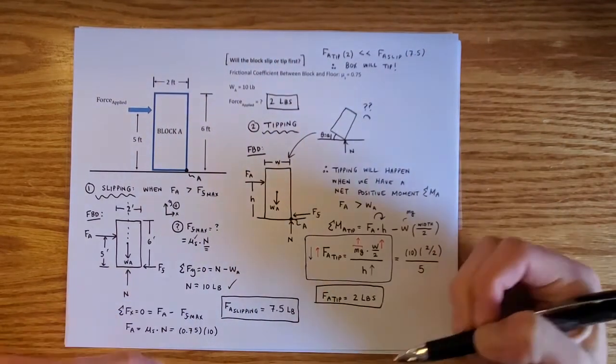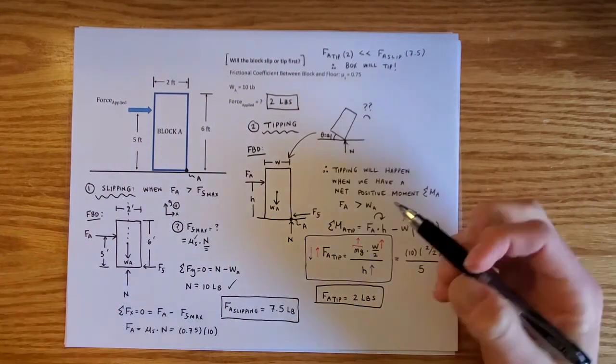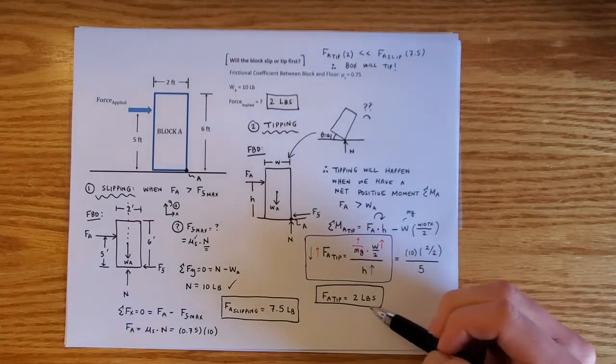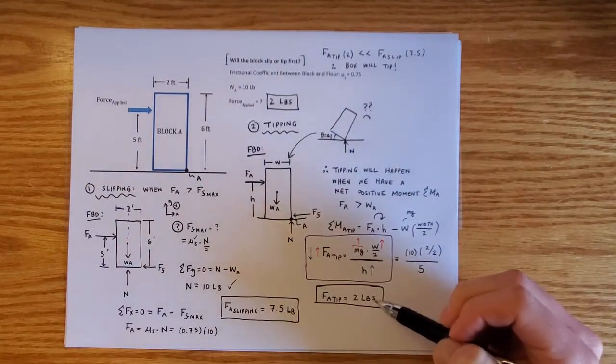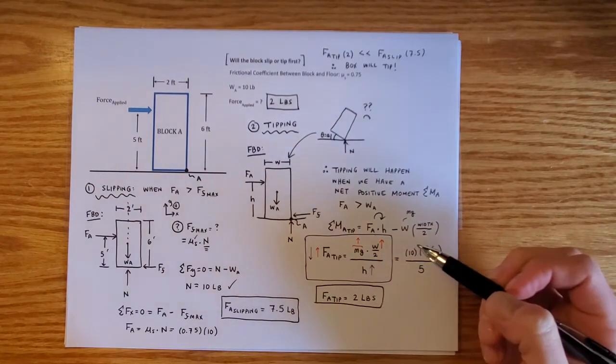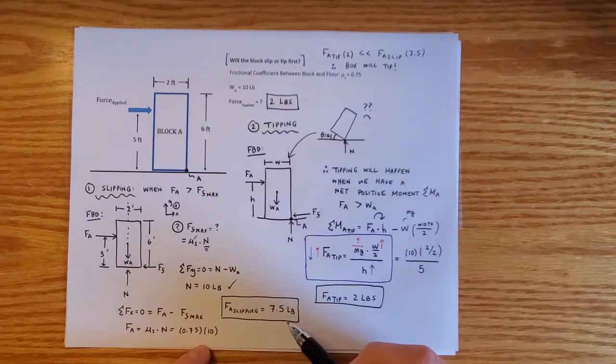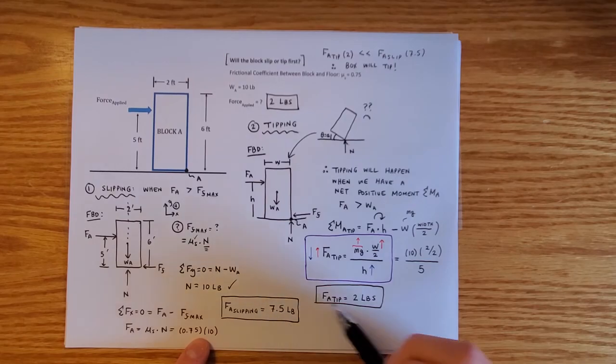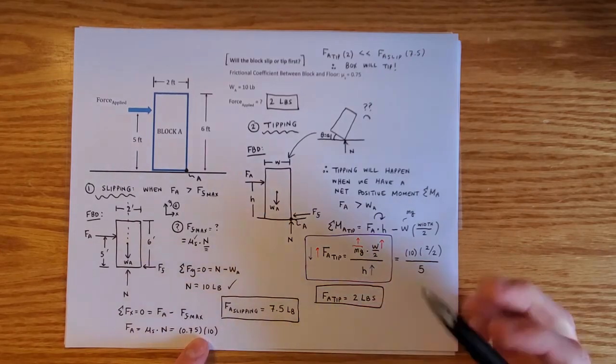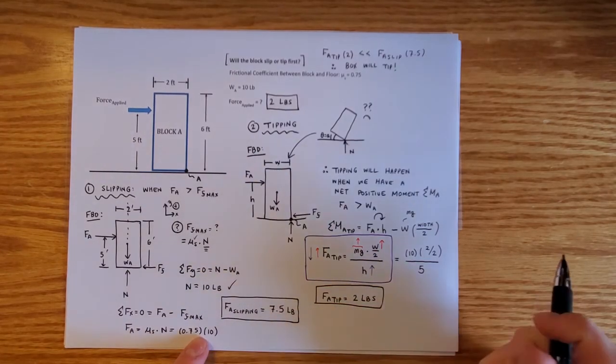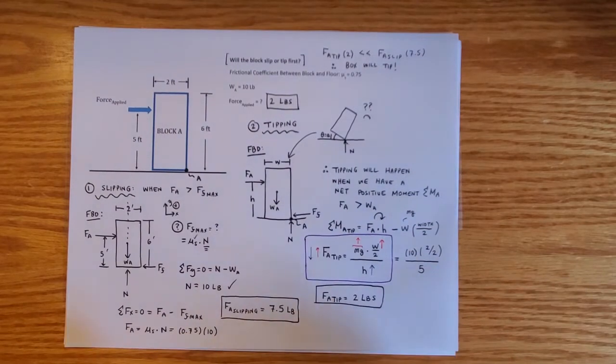So what does this basically mean? It just more or less is the limiting factor. So when I've reached 2 pounds, my box will start to tip. In order to cause my box to slide, I would have to apply at least 7.5 pounds. But to apply 7.5 pounds, I would have already caused the box to tip because I would have exceeded this value of 2 pounds. So that's how you approach a very straightforward friction tipping problem with only one particular object.